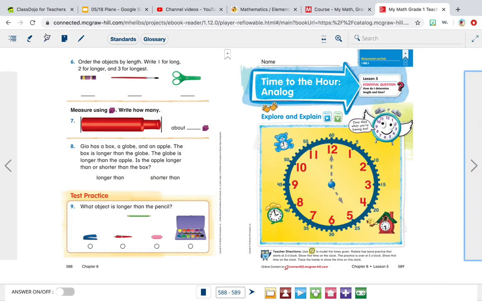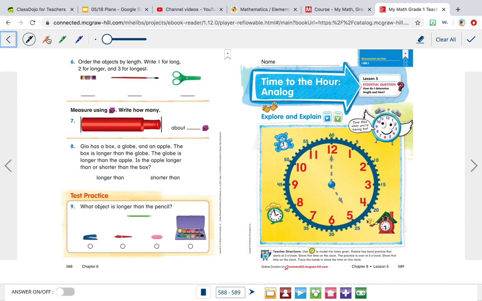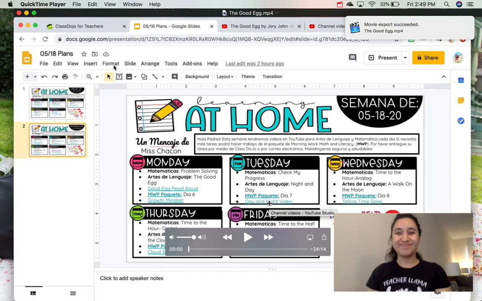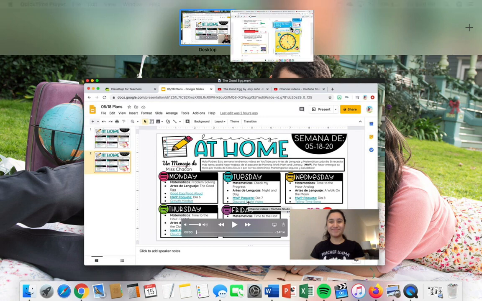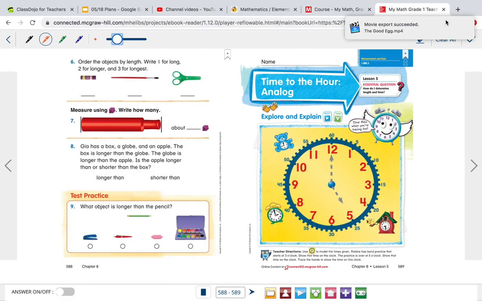Okay. Order the objects by length. Write 1 for long, 2 for longer, 3 for longest. So 3 is going to be the longest one here. So what we're going to do is find the longest object first. Which one is the longest one? Is it the glue stick, the paintbrush, or the scissors?